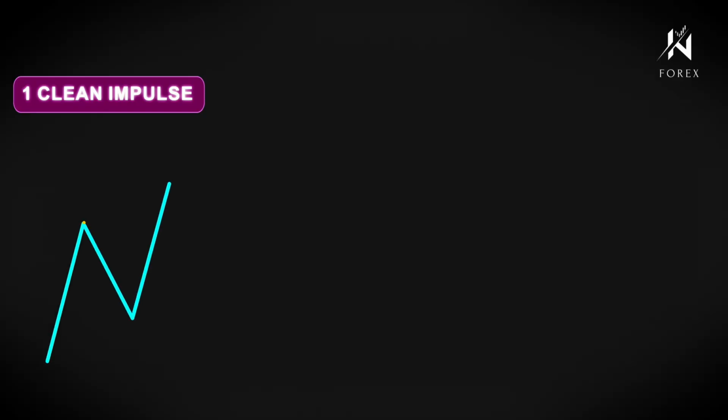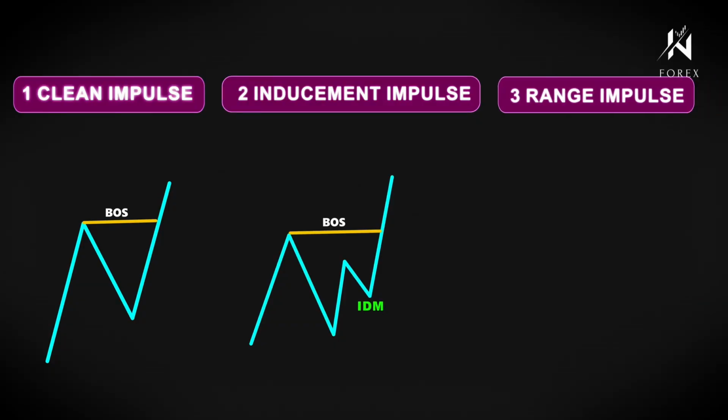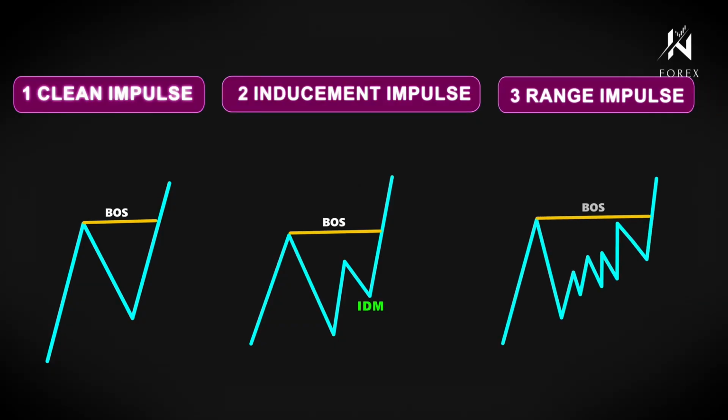Guys, 1. The clean impulse, where price moves in one strong direction and breaks structure directly. 2. The inducement break, where price first leaves behind a leg that acts as inducement and then breaks structure. 3. The range breaks, where price consolidates, creating something like a trendline liquidity zone, and then breaks out. These are the 3 most common break of structure patterns we see in the market.